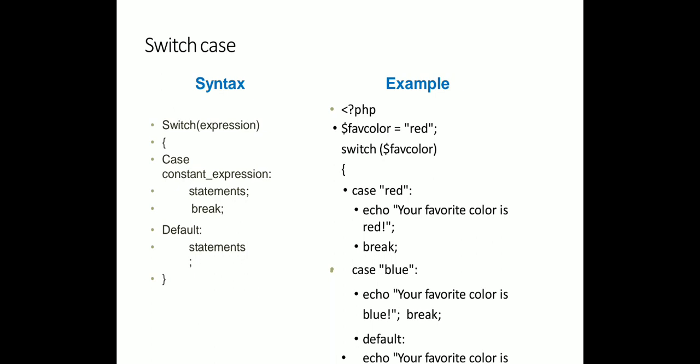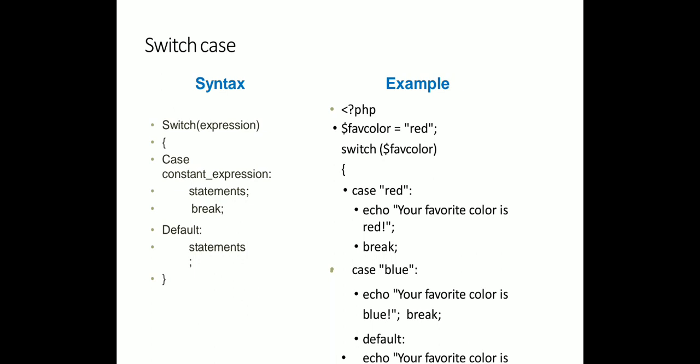Okay. So now I have taken the example for favorite color. So after starting the PHP script, now define the variable favorite color equals to red. Switch favorite color, started the switch case with this keyword switch and in bracket calling the variable that is favorite color. So favorite color I have already provided it as red.